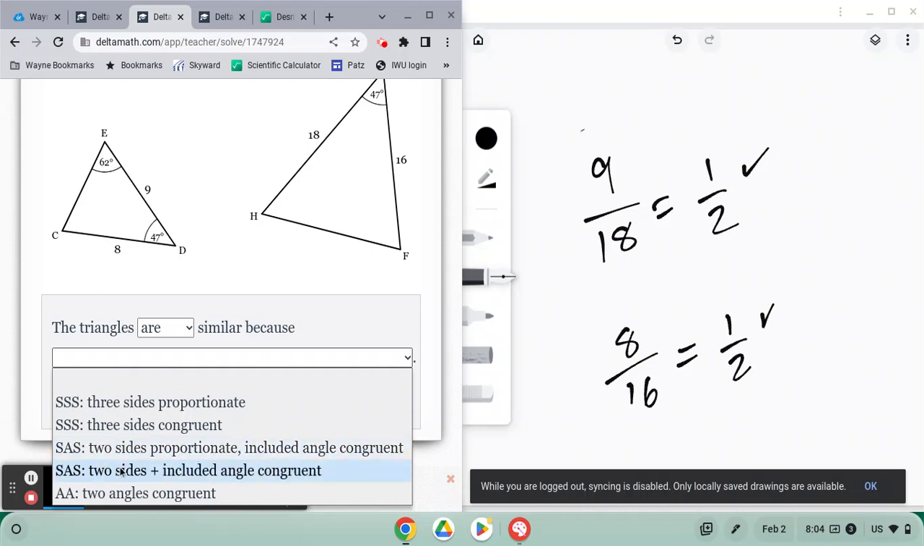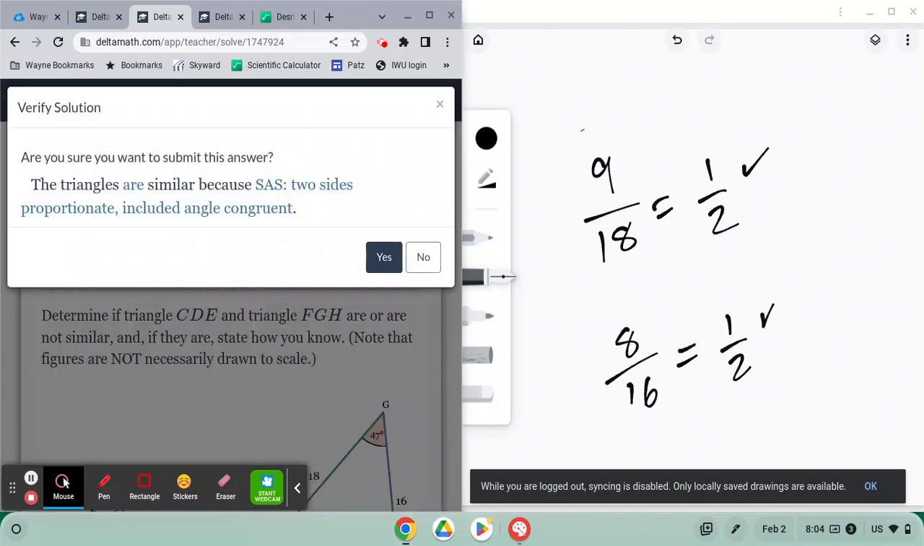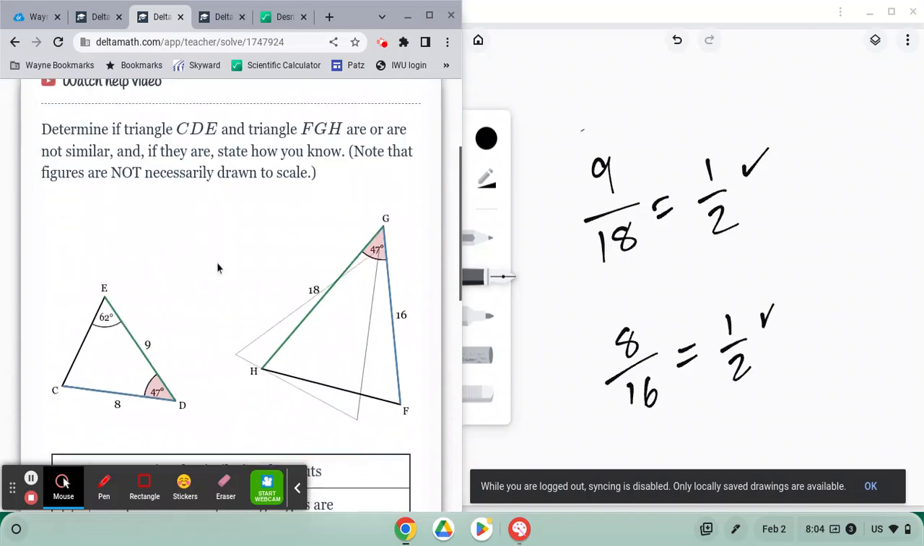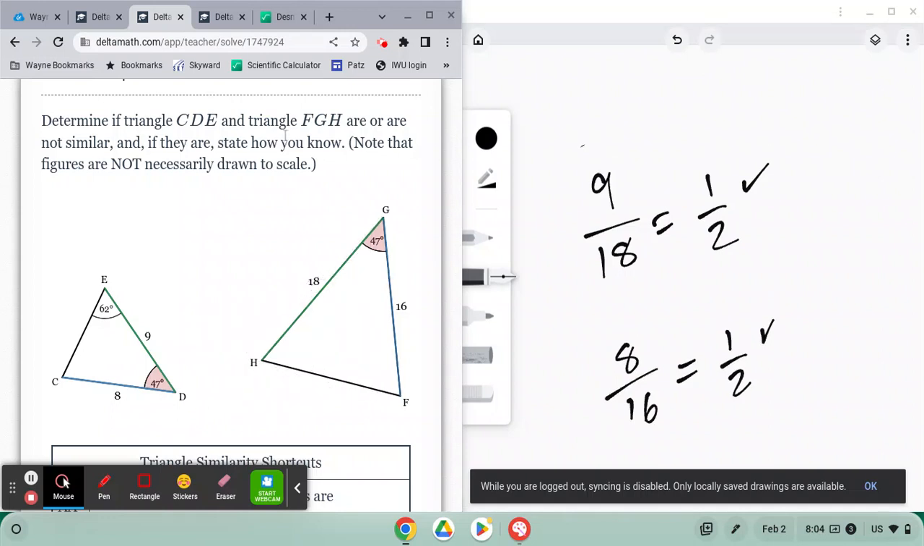And this second one says that 2 sides plus the included angle are congruent, and that's not the case. The sides are not the same. 9 and 18 are not the same. 8 and 16 are not the same. Okay, and we just submit it and we're done. Now sometimes you might find, say instead I got like 1/3 here and 1/2, then that means they're not proportionate and you can't say they're similar.